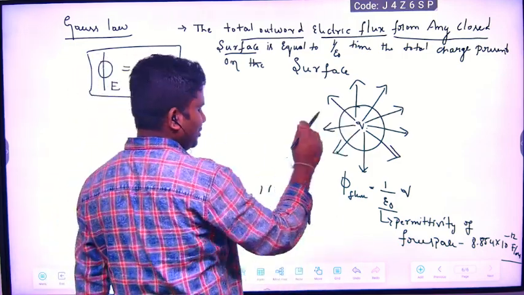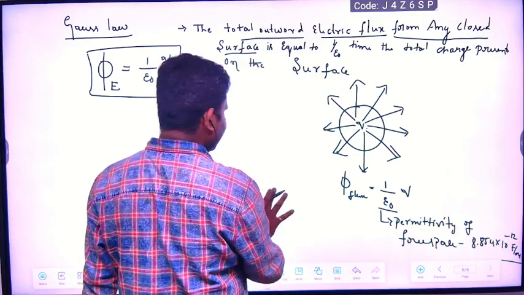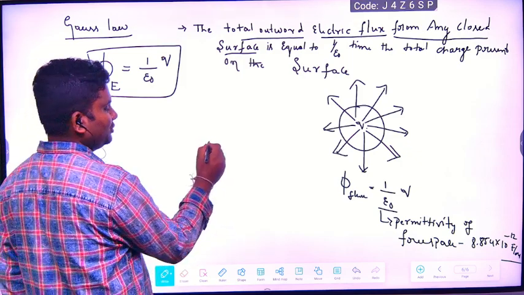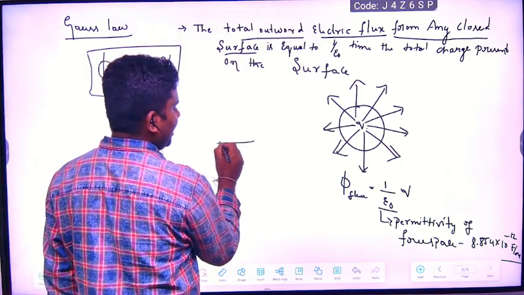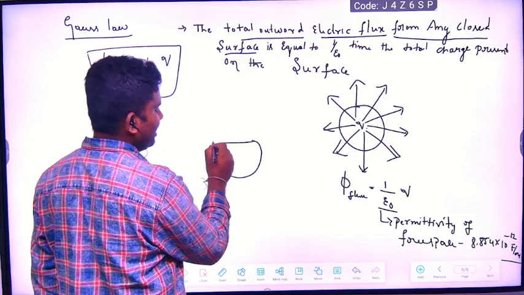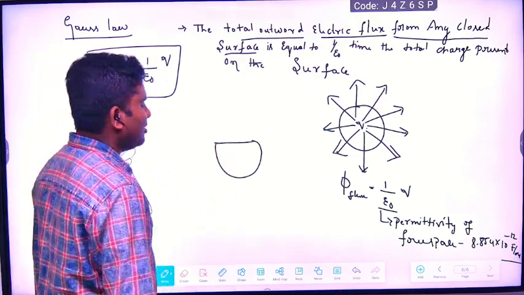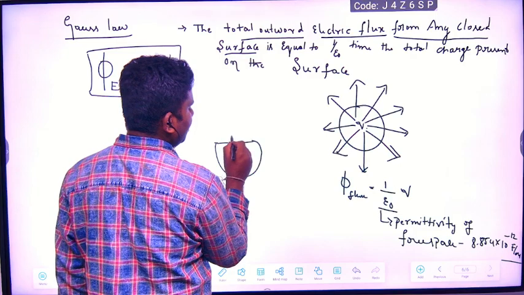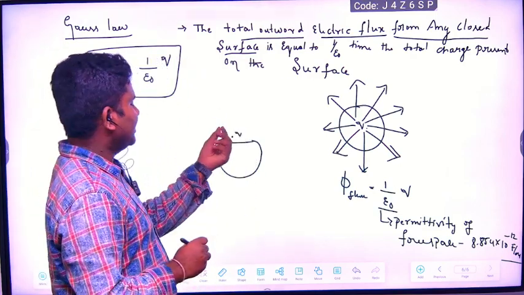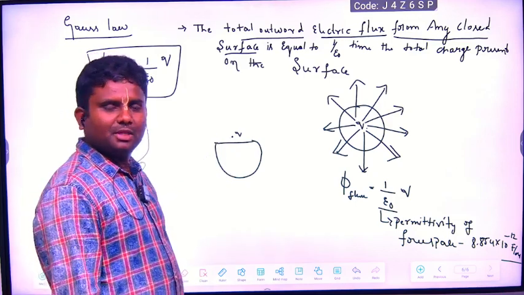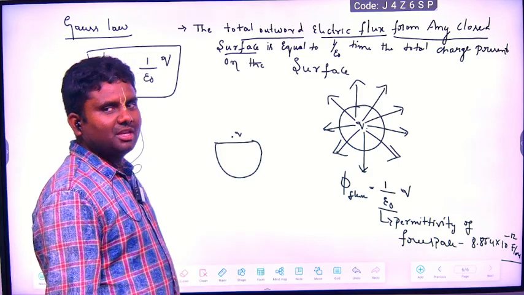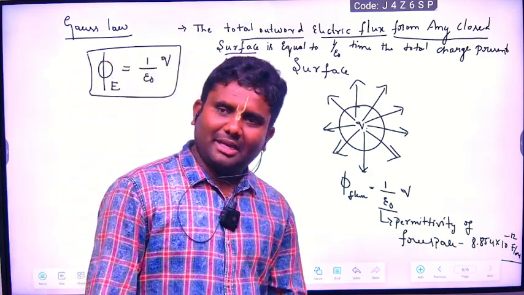Now that surface is a closed surface. If it is not a closed surface, if it is an open surface, what to do? For example, I will take one surface, a hemisphere. I will take half of the sphere. This is a hemisphere. Now I will place a charge, not on the surface, but a little bit of height above it. The charge is here, the surface is a hemisphere. It's not a complete sphere, it's not closed, and the charge is not on the surface. Now, how can you apply Gauss law?